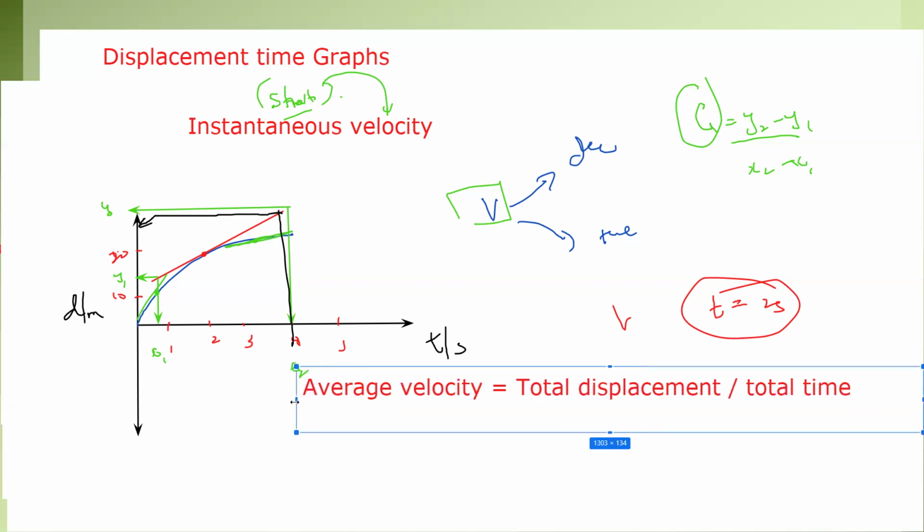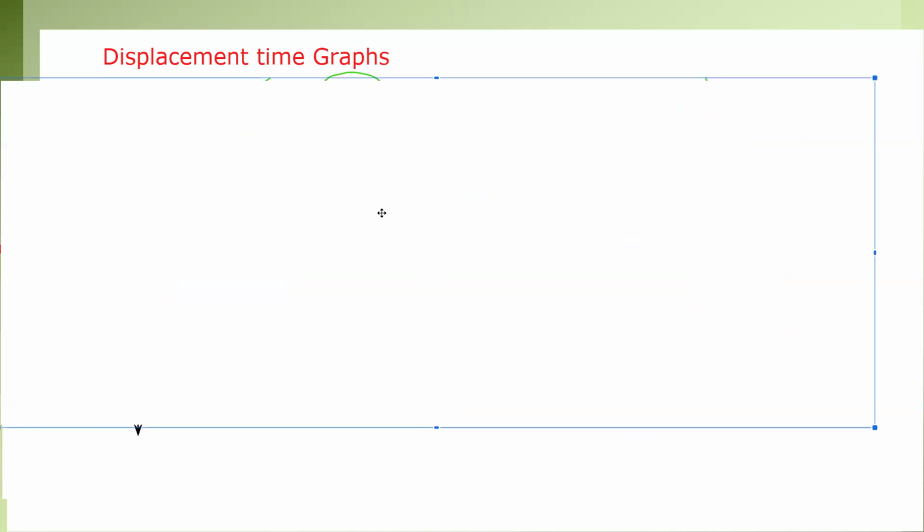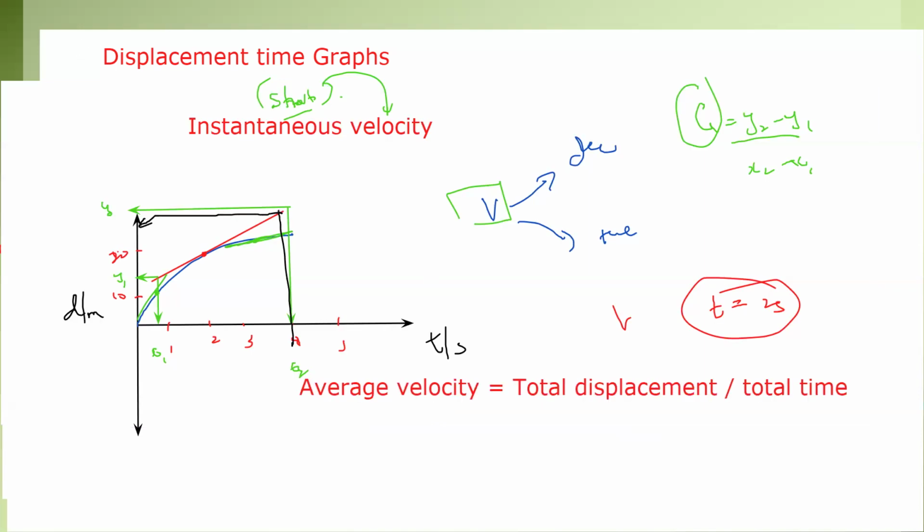So an object will have a different average velocity and instantaneous velocity, because the instantaneous velocity is the velocity at a particular moment of time, whereas average velocity is the average of the journey. An object may have an average velocity of 0. If the total displacement is 0, definitely the object will have an average velocity of 0.